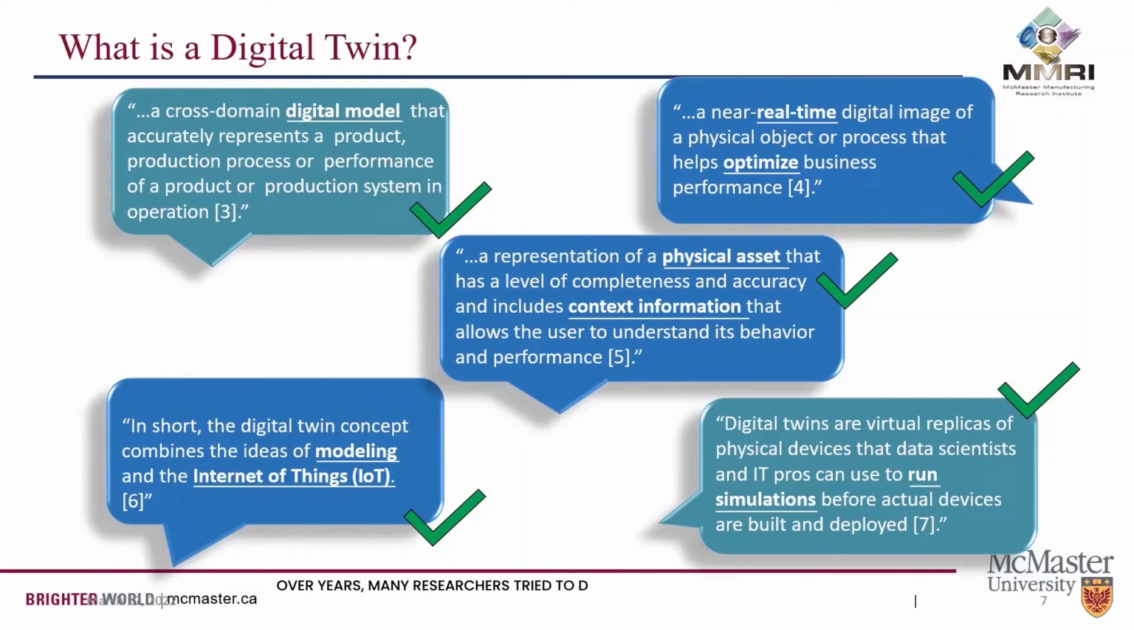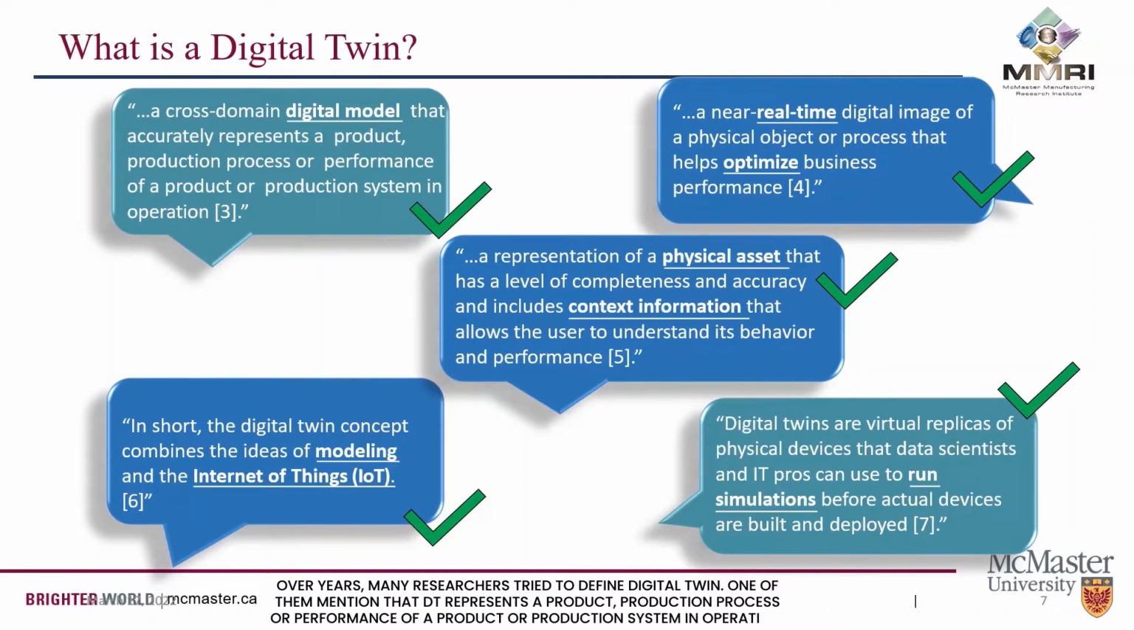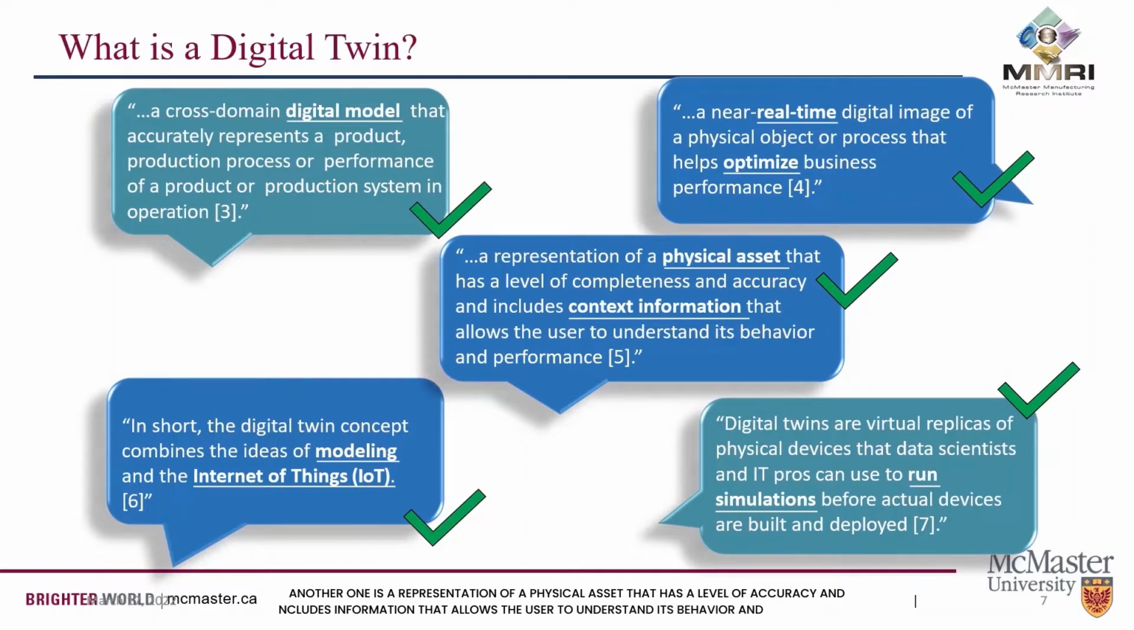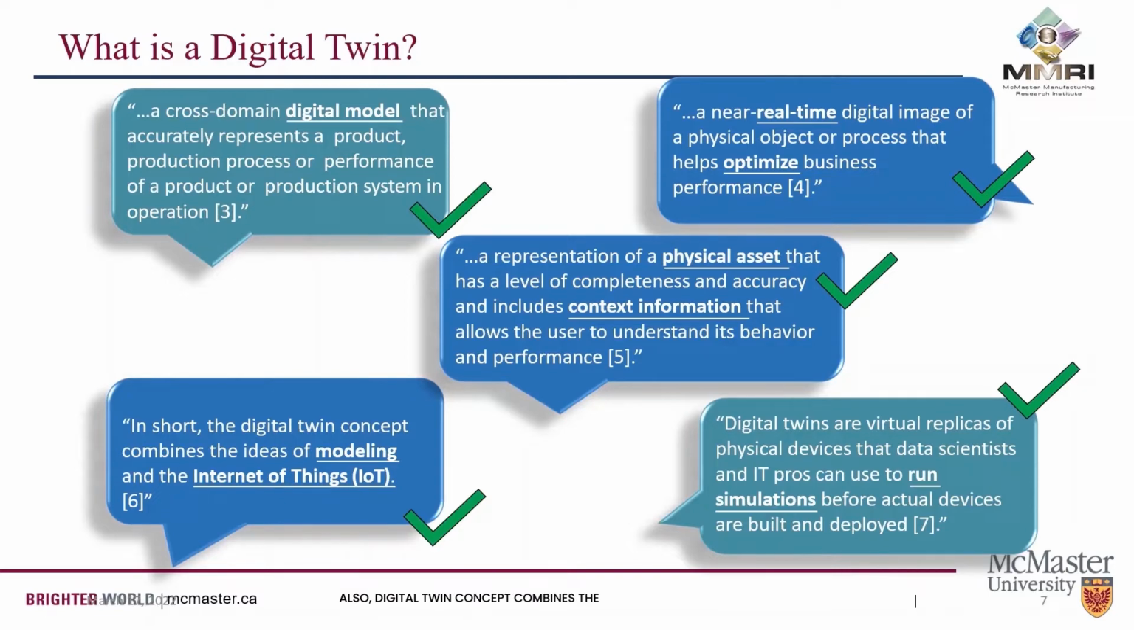Over the years, many researchers have tried to define digital twin. One of them mentions that digital twin represents a product, production process, or performance of a product or production system in operation. Another one is a representation of a physical asset that has a level of accuracy and includes information that allows the user to understand its behavior and performance. Also, the digital twin concept combines the ideas of modeling and the IoT.